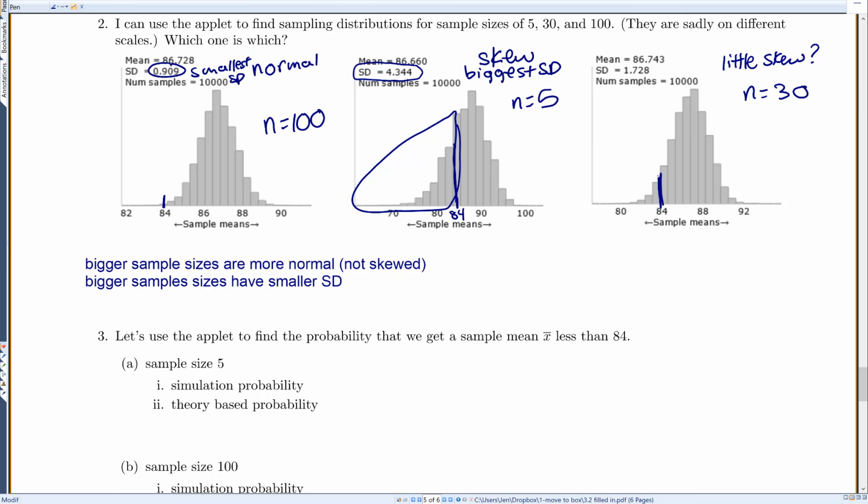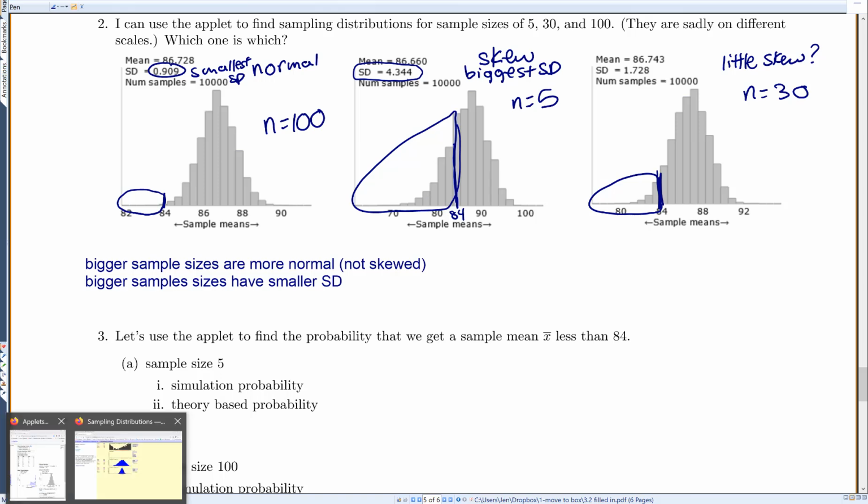But when we have a sample size of 30, the chance to get a sample mean of 84 or less, that seems a lot less. There's a lot less area in there, right? And for a sample size of 100, the chance of getting a sample mean of 84 or less seems almost non-existent, right? So we can see we're much less likely to get a sample mean of 84 or less for a big sample size. For a small sample size, we have a much bigger spread. We're likely to get a lot more different sample means. Let's use the applet though.